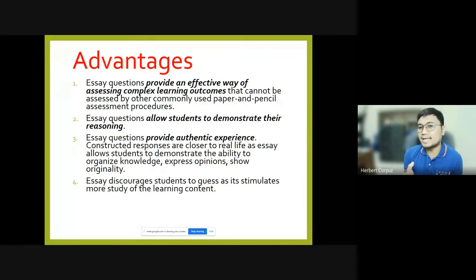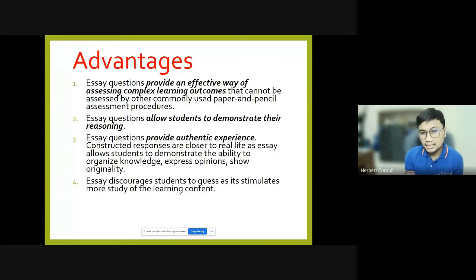So, sabi ko kanina, that if you would like your learners to provide an exploration or an in-depth explanation of their understanding as regards a certain learning outcome or certain learning content, then we make use of essay type of test. Okay? If you would like to assess complex learning outcomes.